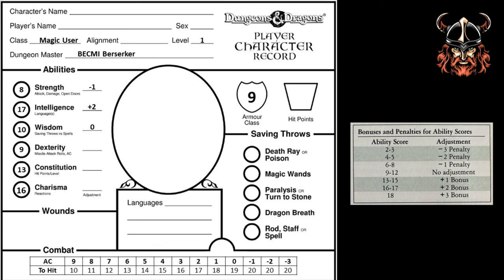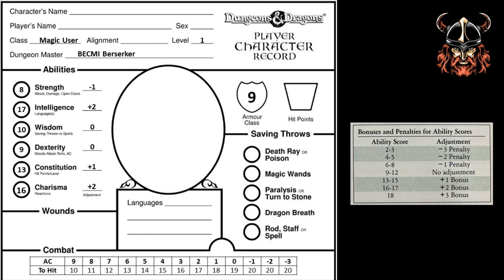My wisdom gives me no bonus at all, and neither does my dexterity, so I really need to stay out of combat as I'm at real risk of being hit from an attack. My constitution gives me a +1, so at least I'll get an extra hit point every level up to 9th. But what's really interesting is my charisma of 16, offering a +2 adjustment.